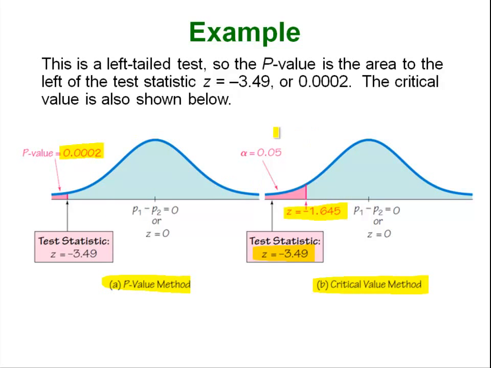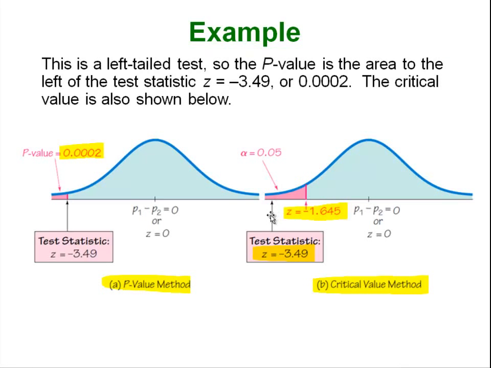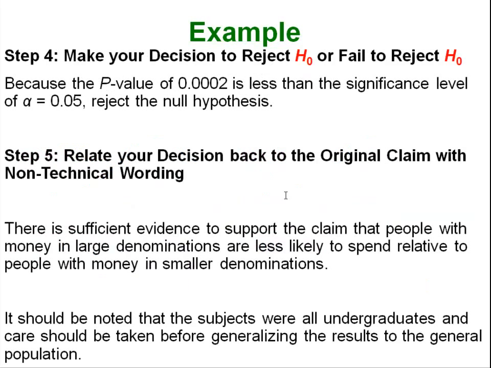But in both cases you can see that when we move on to step 4 to make our decision, we would reject, right? Because the p-value is less than alpha, and because if we were doing the critical value, our test statistic was smaller than the critical value, which put it in the rejection region. Both of those tell us to reject the null in favor of the alternative. So that means we're supporting the alternative hypothesis, and the alternative, remember, was our claim. So that means that we have sufficient evidence, right?